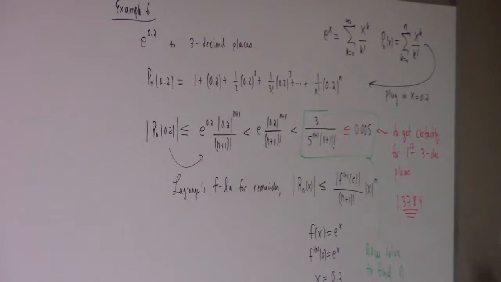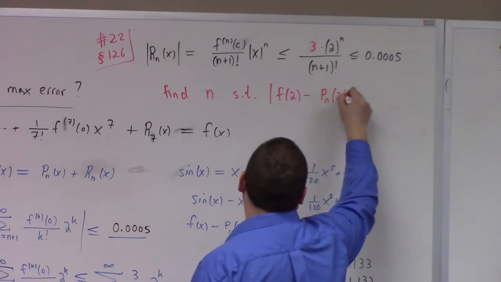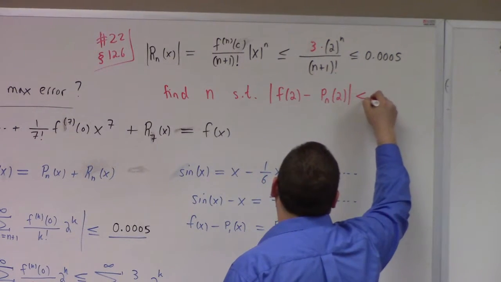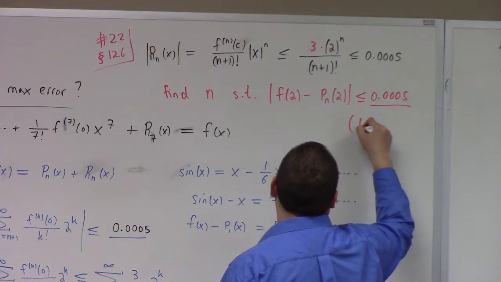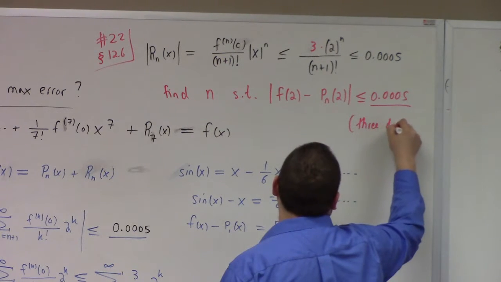So for number 22 in the homework, you're faced with a function whose nth derivative you happen to know is bounded by 3, right? And you're asked to find what n you need. The question is to find n such that the error in f of 2 minus the nth Taylor polynomial at 2 is less than, well, the reason I'm putting this here is because it says to 3. We need 3 decimal places.